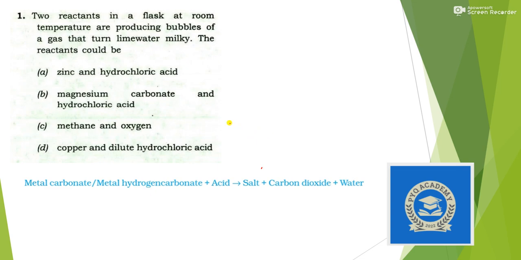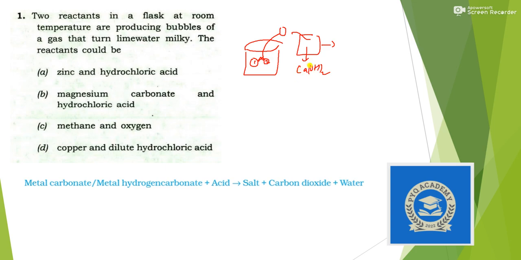In the first question, it is given that two reactants in a flask at room temperature are producing bubbles of a gas that turns lime water milky. The reactants could be... so let's take a flask and there are two reactants. By reacting these two reactants, one gas is produced, and when we pass this gas through lime water, that is Ca(OH)2, it turns lime water milky.